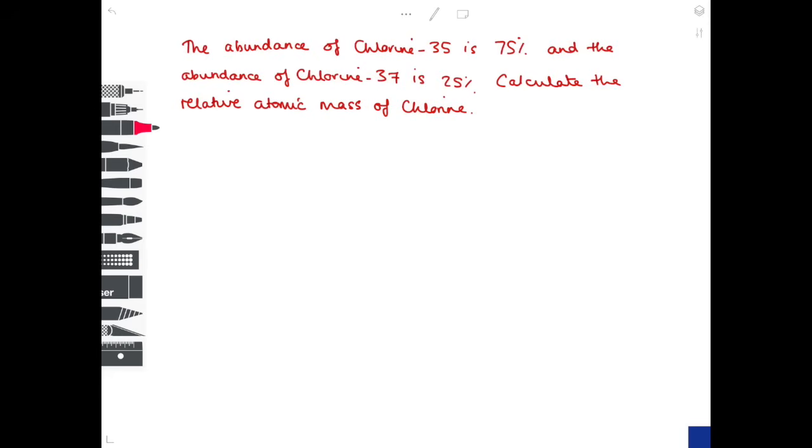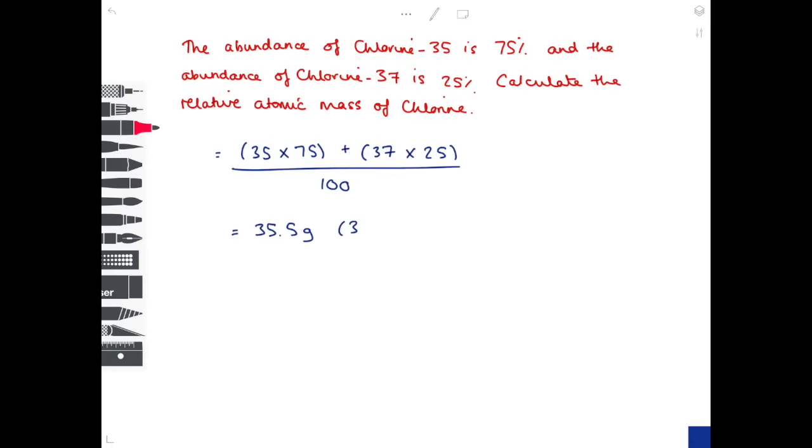So 35 is one isotope's mass and 37 is the second isotope's mass. All you have to do is take each isotope's mass, so 35, times it by its percentage, which is 75, and add it to the second isotope's mass, times it by its percentage, and then divide the whole thing by 100. When you do that, you get the answer of 35.5 to 3 significant figures. That's how you need to do it. It doesn't matter what the element is: you times its mass by its percentage, add it to the other mass times its percentage, and divide by 100.